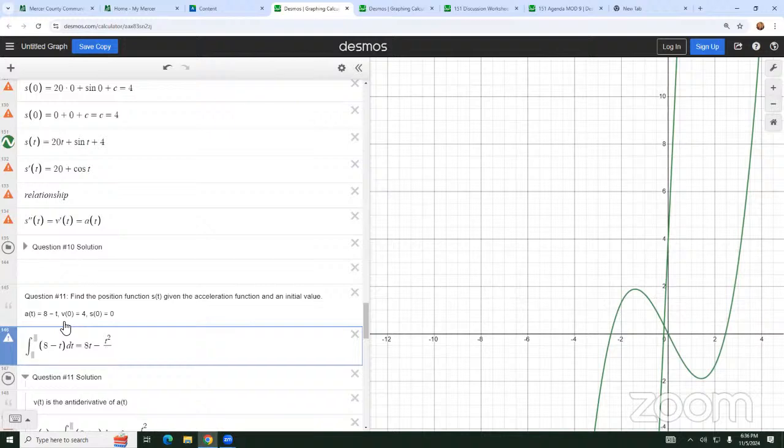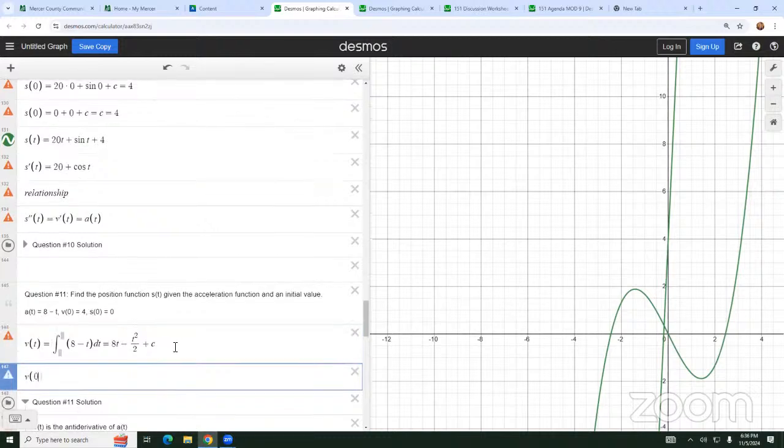It's t squared over something. Remember, it's the power rule for antiderivatives. t squared over 2? Plus a constant. Okay, and that's velocity. So that's v of t. Now they tell you that v of 0 equals what? Well, it's 4.